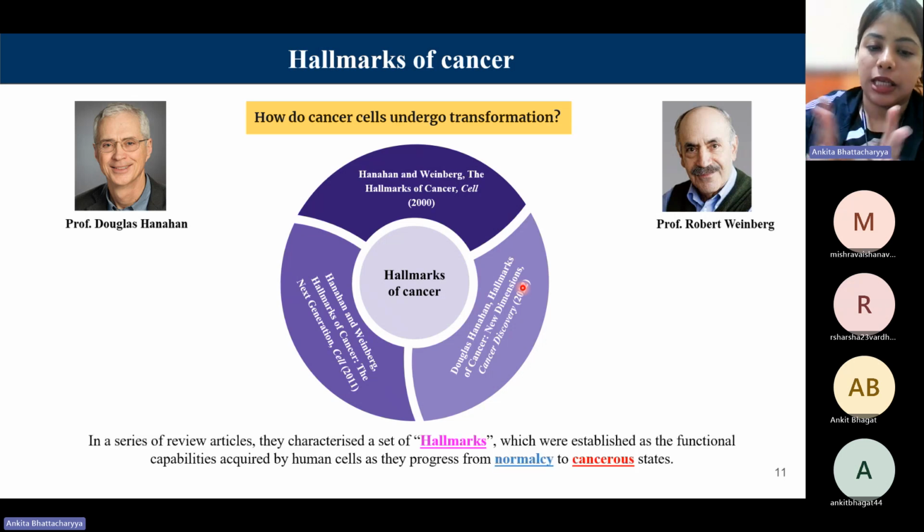So overall, in these review articles, they have characterized a set of hallmarks which are defined as the functional capabilities acquired by human cells as they progress from normalcy to cancerous states. So what are they? They are capabilities or functional attributes. For example, a cell was not able to do function X before. It has acquired the ability to do function X, and now it is on the path to become cancerous.